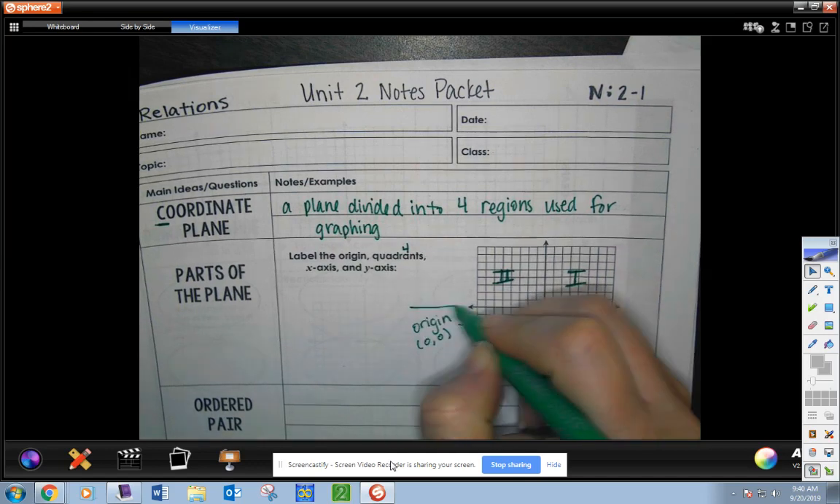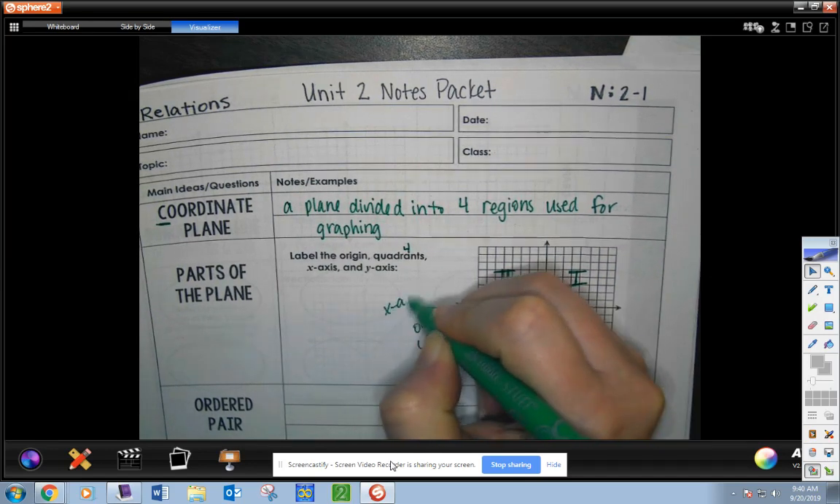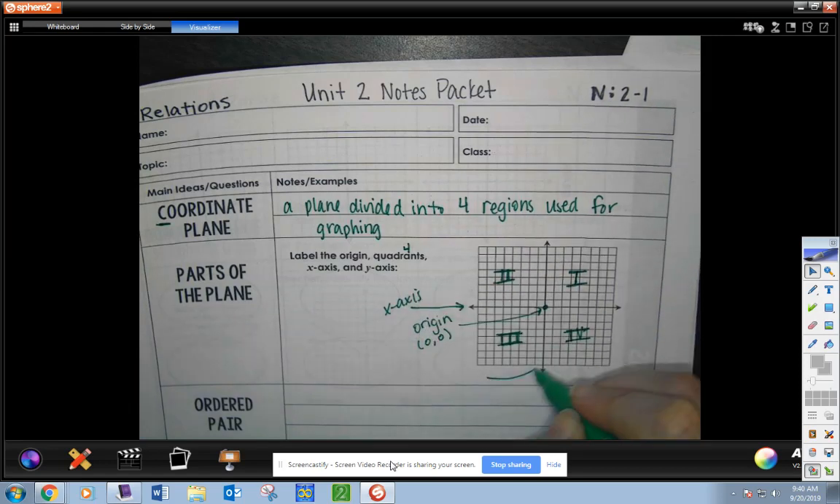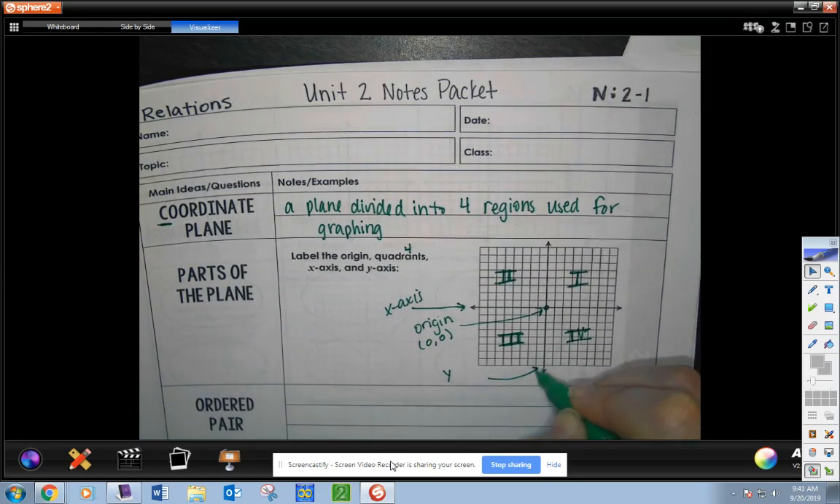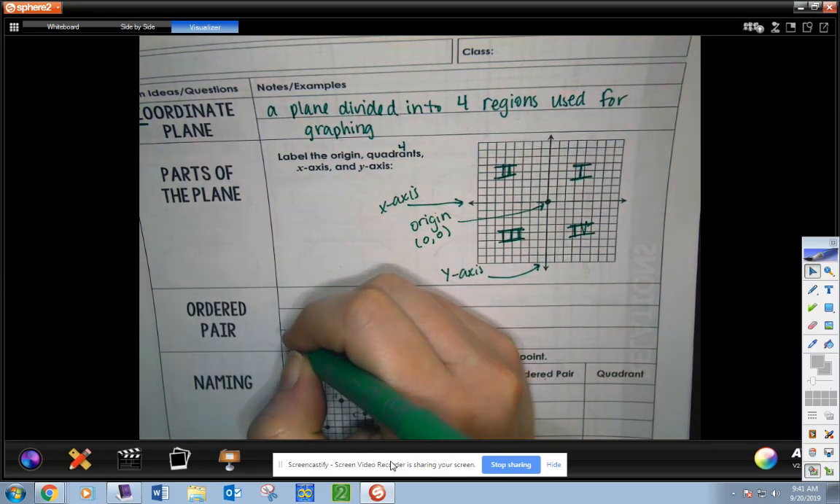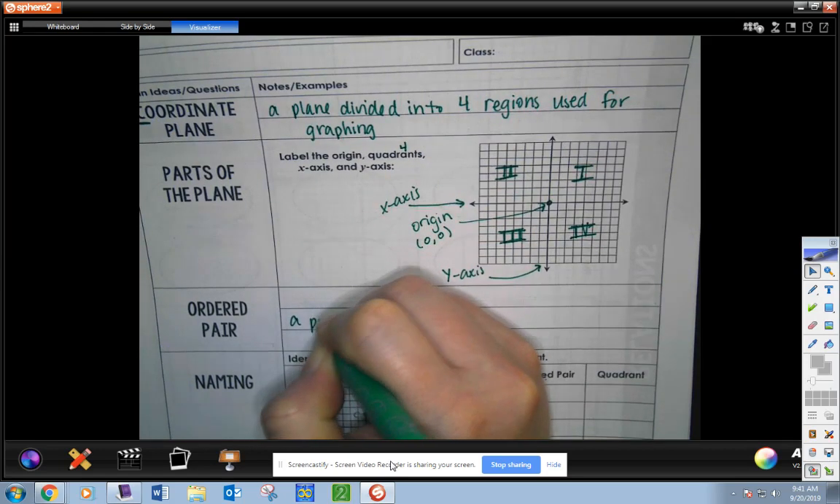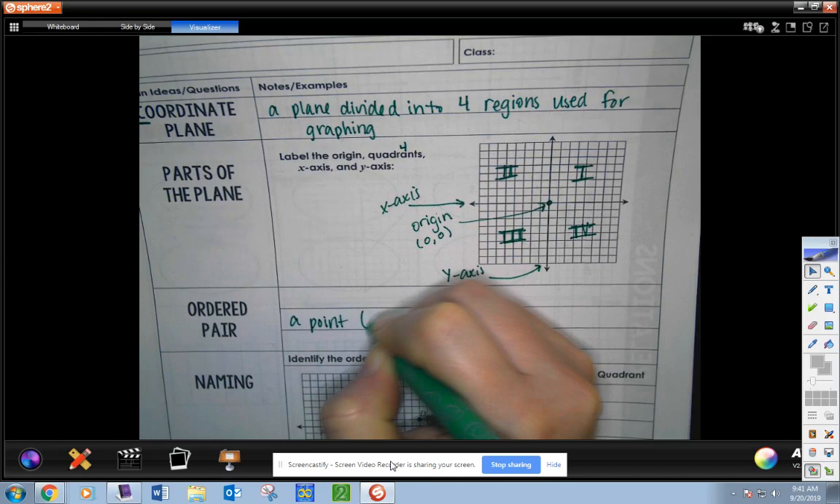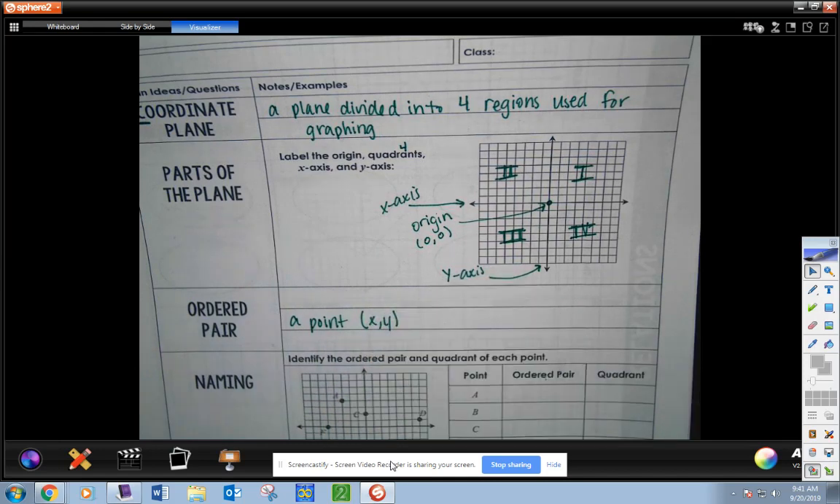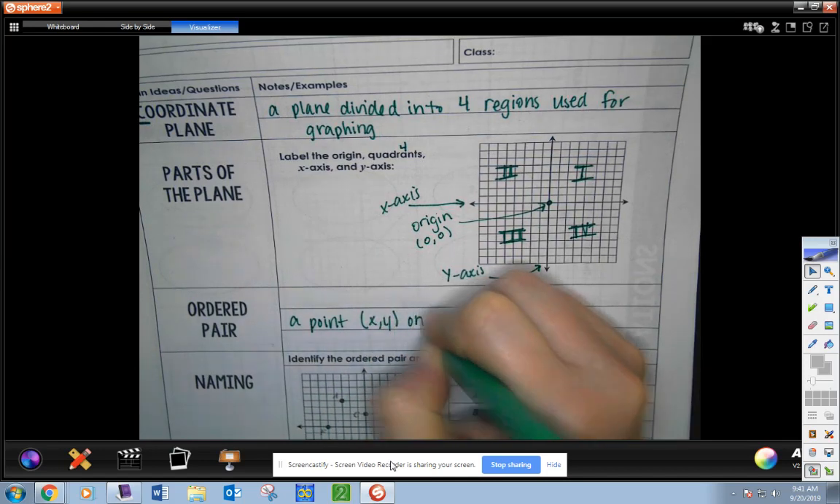Your x-axis is the horizontal axis, and your y-axis is the vertical axis. An ordered pair is just a point, and it's written in parentheses as (x, y) on a graph.